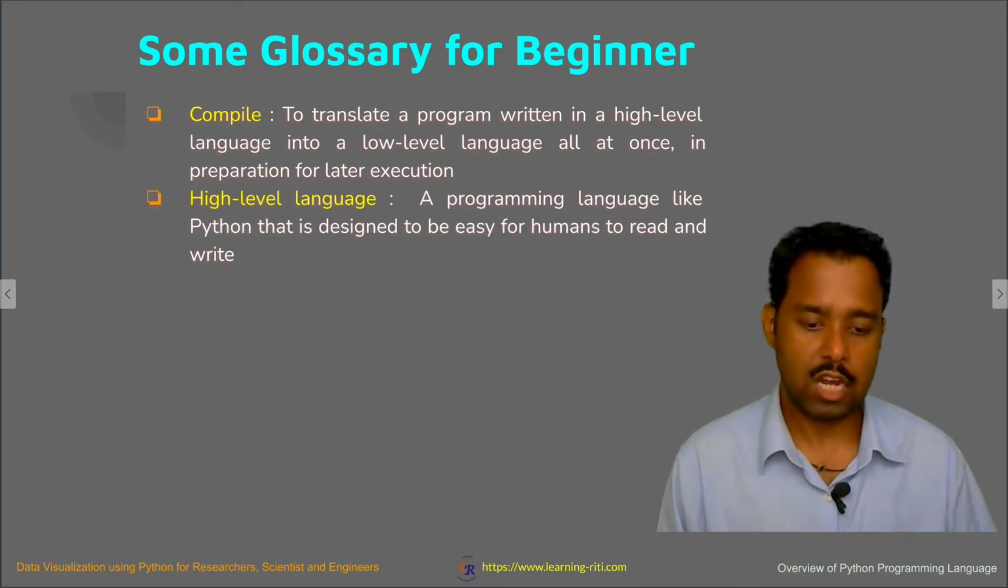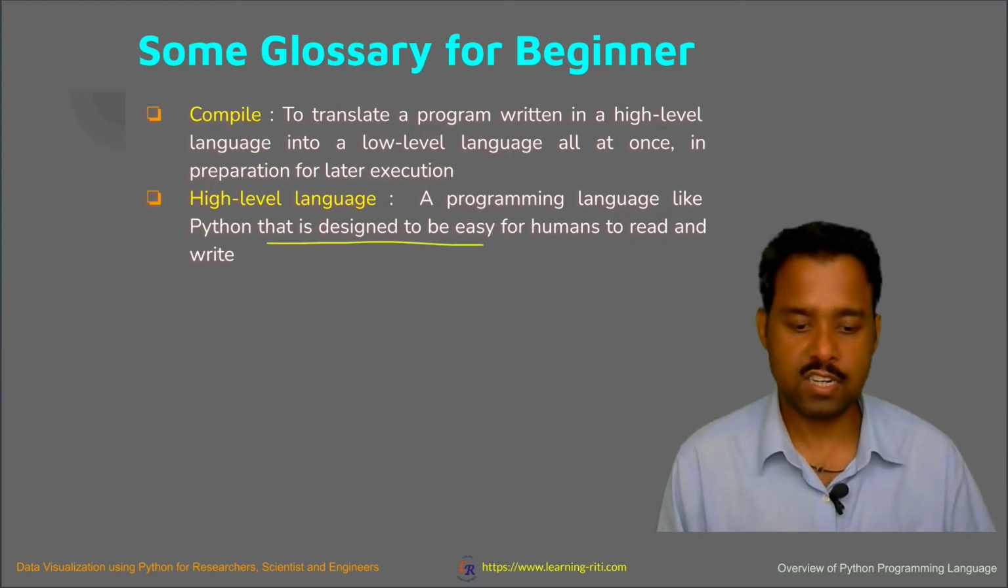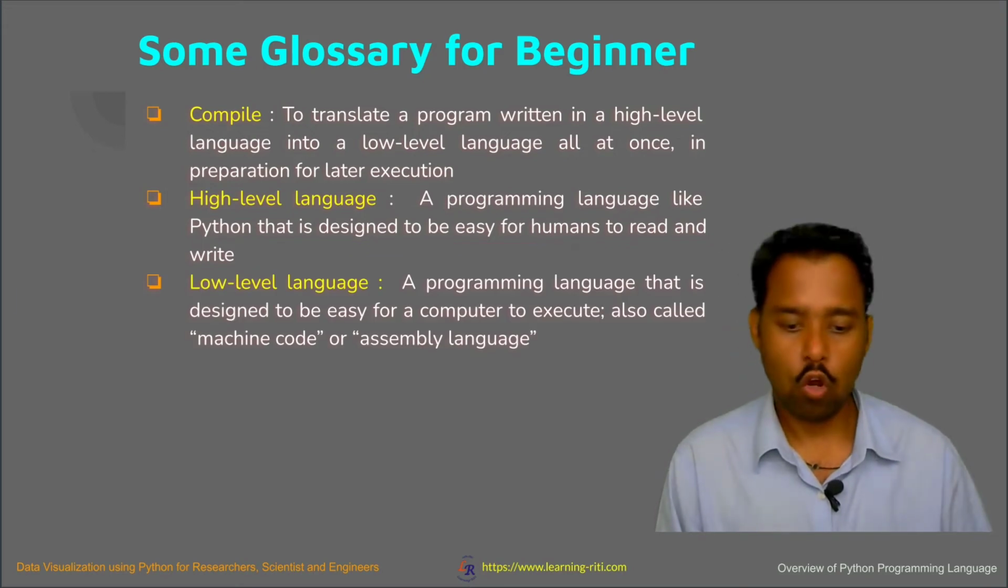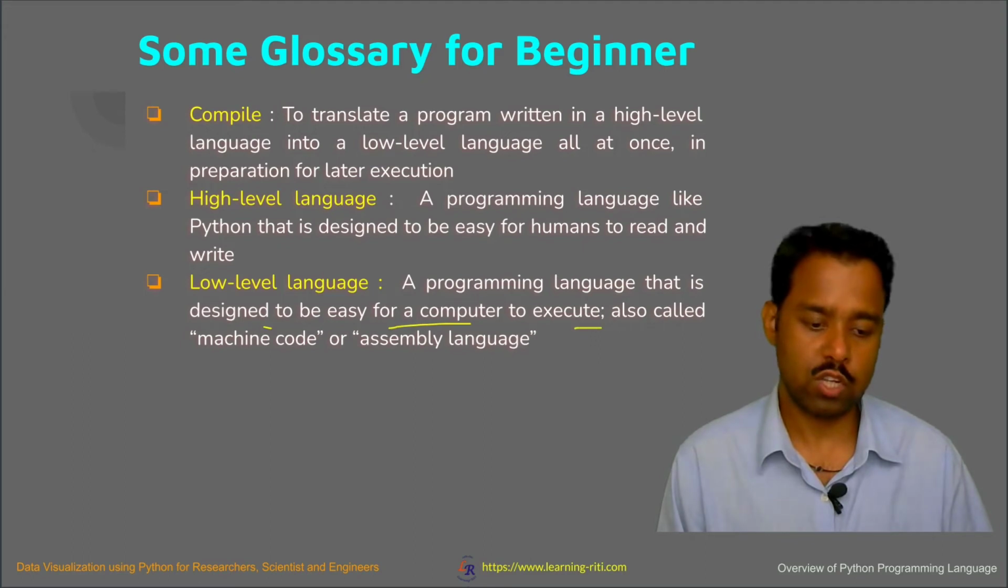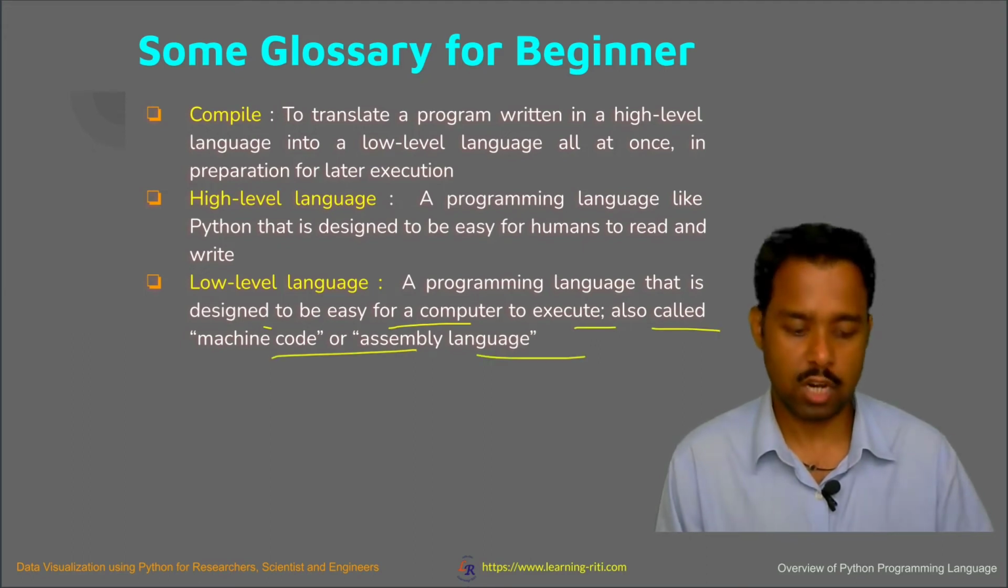What it means with high level language: a programming language like Python that is designed to be easy for humans to read and write. Low level is again the programming language that is designed to be easy for the computer to execute, also called machine code or assembly language.